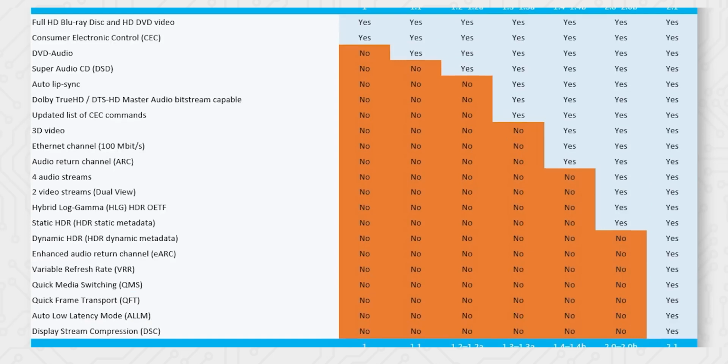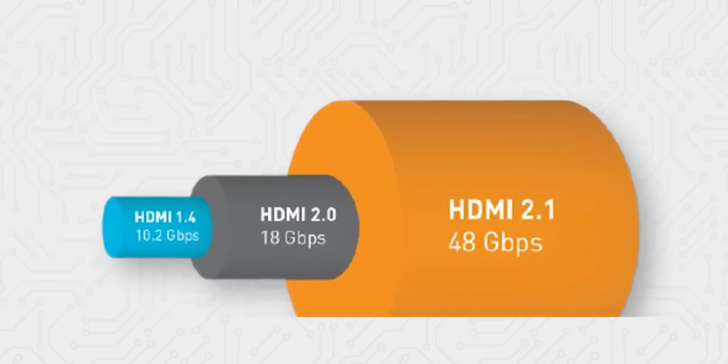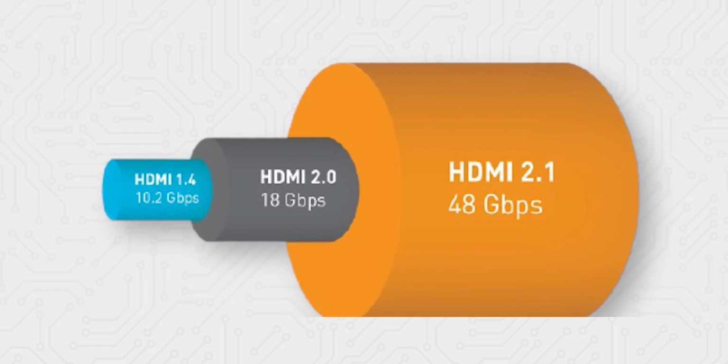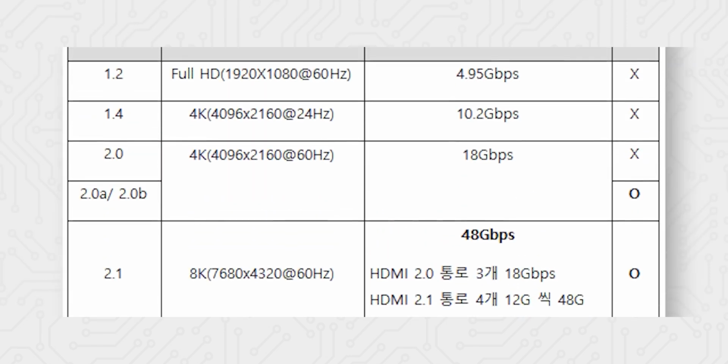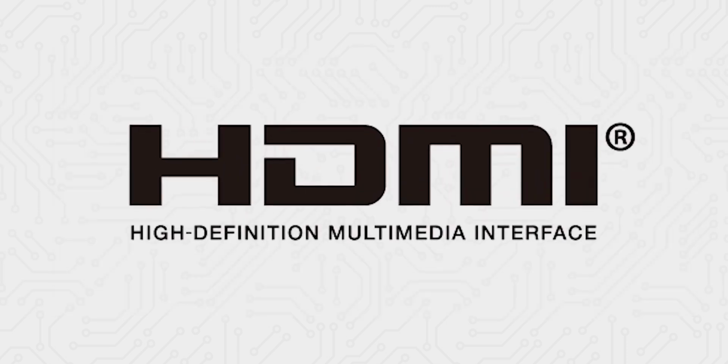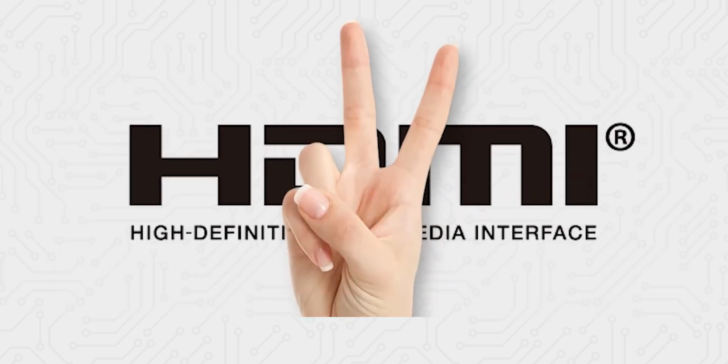Currently, the most widely used HDMI versions are 1.4, 2.0, and 2.1. Like with USB standards, higher HDMI versions mean greater bandwidth. This allows for more video and audio data transmission. Now let's discuss the features of each version. To understand HDMI versions, you need to know 2 things first.